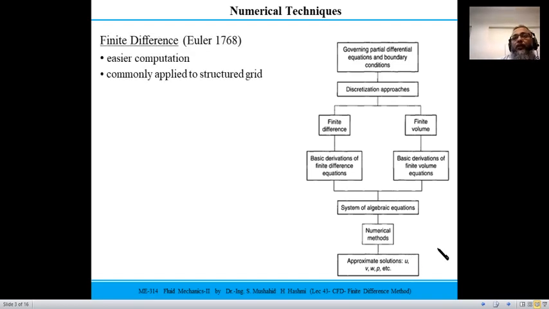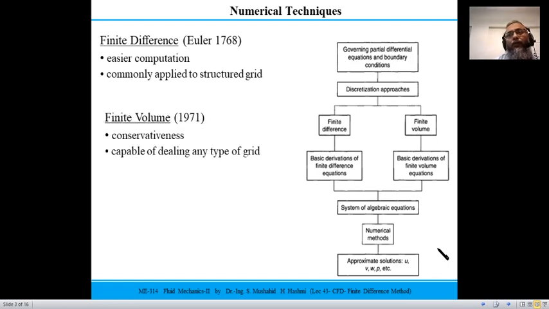Finite difference is the easier method, started earlier, and it is usually applied to a structured grid. We will look in the later part of this lecture, not today's lecture but in the next lectures, at what a structured grid actually is. The finite volume method, which people started recently, is where we are interested in observing the conservation equations in that finite volume.